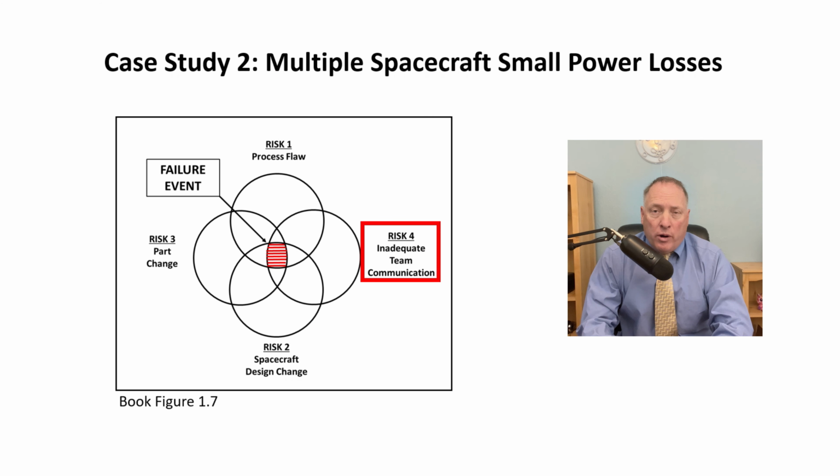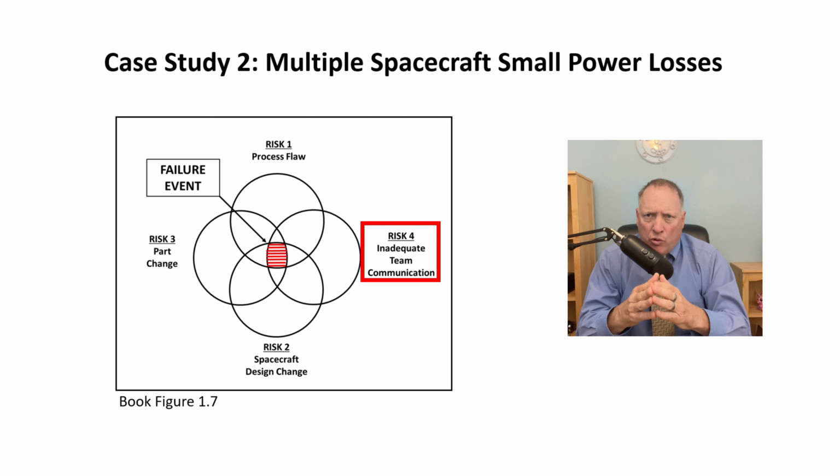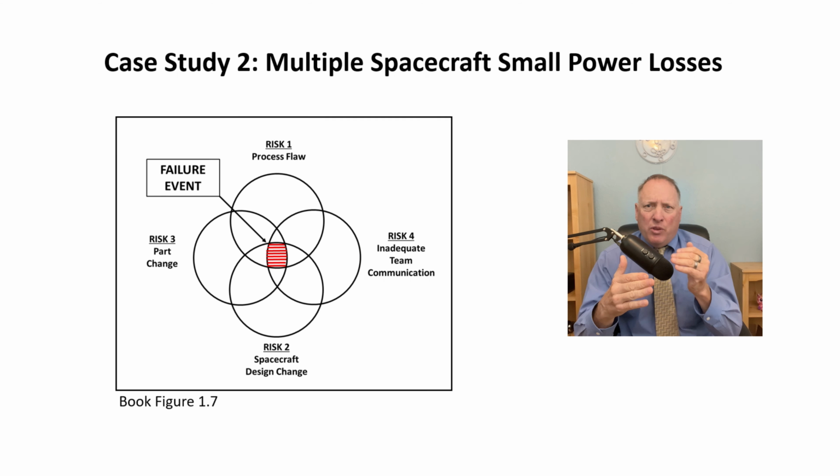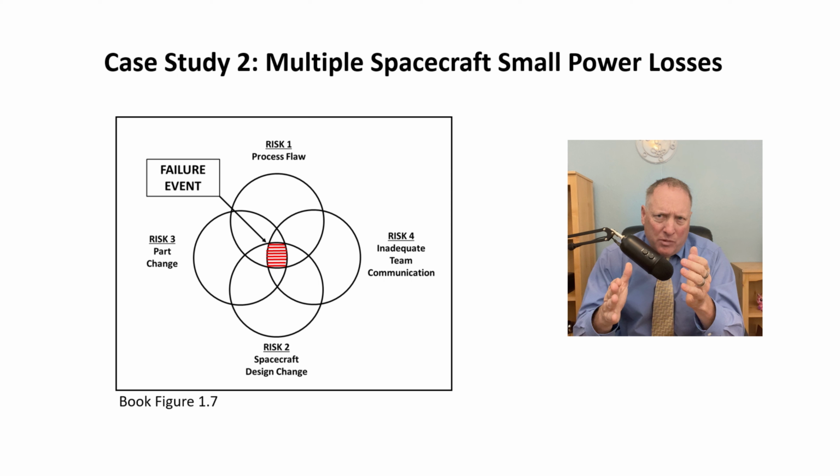Now risk 4, inadequate team communication. In this case, we quickly identified risk 1 once we more aggressively pursued proactive direct interaction with the supply chain technicians. Identifying that process flaw allowed us to link together all the risks, creating a valid failure theory. Now with a theory, we could attempt its validation.